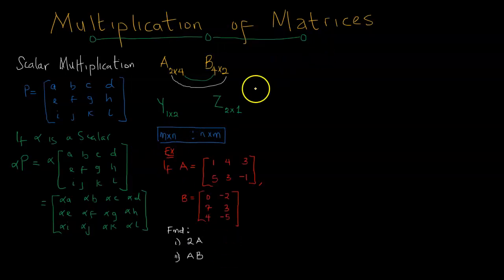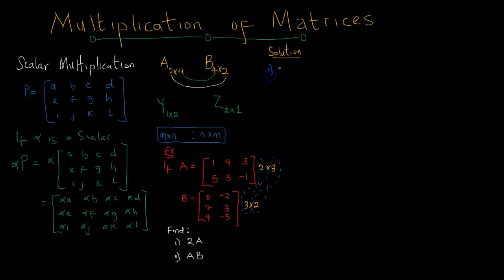Let's take the first example. Now, here is the problem. So we are going to solve. A is the matrix 1, 4, 3, 5, 3, -1. So we've got 2 rows and 3 columns. So A is a 2 by 3 matrix. And here we've got 3 rows and 2 columns. This is a 3 by 2 matrix. So we can see that the number of rows in A equals the number of columns in B. And similarly, the number of columns in A is equal to the number of rows in B. So these two matrices can be multiplied.